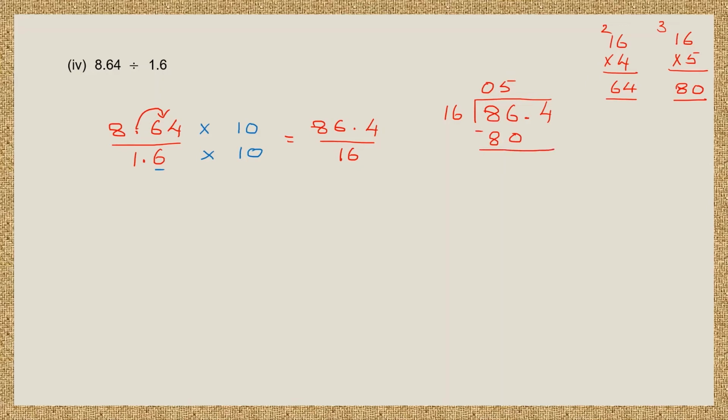Minus. 6 minus 0 is 6. Then I bring down the next number. Now don't forget to carry this point up. Now my number is 64. As you can see, 16 fours are 64, minus. Now my answer is 5.4.